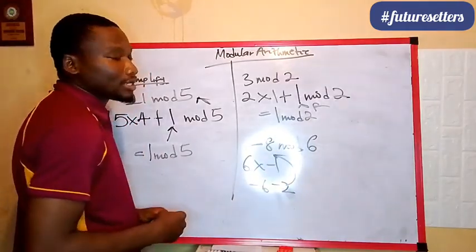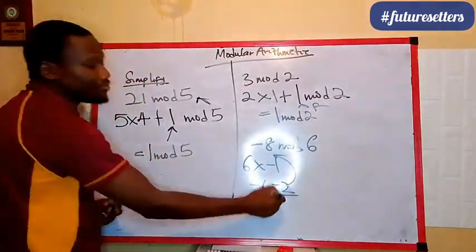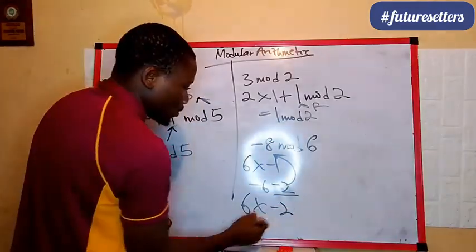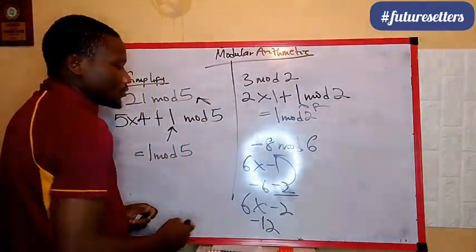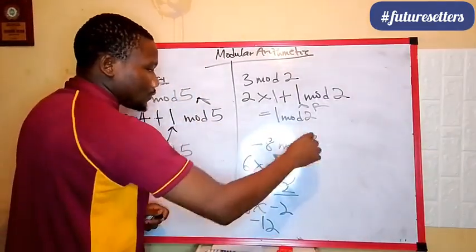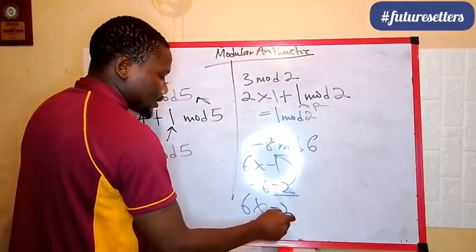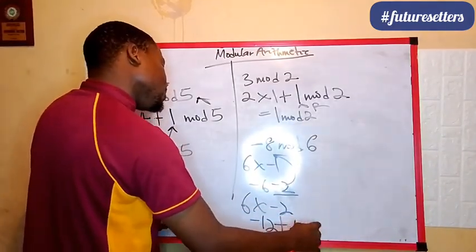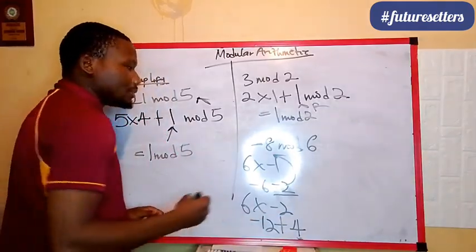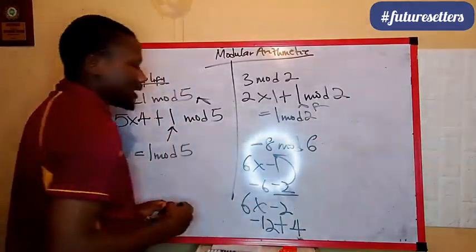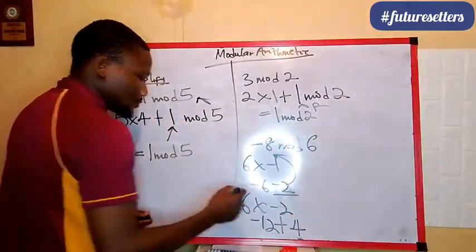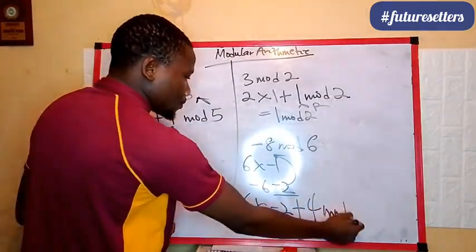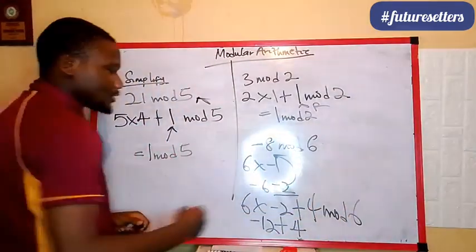But is that what we want? No, we can never have a negative mode. So let's try 6 times minus 2. What will it give us? Minus 12. What are you going to add to minus 12 to give you minus 8? You add plus 4. So that means minus 8 is going to give us 6 times minus 2 plus 4 mode 6. So our answer is going to be what?